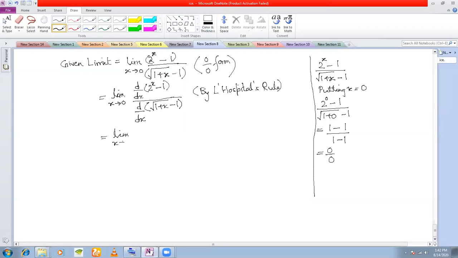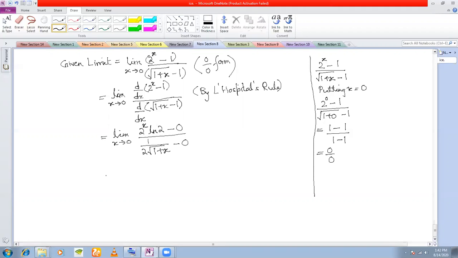Limit x tends to 0. Now you differentiate. d/dx of 2 to the power of x is 2 to the power of x ln 2, or log 2, minus d/dx of 1 is 0, divided by d/dx of root 1 plus x, which is 1 by 2 root 1 plus x into d/dx of 1 plus x, which is 1. I don't need to write that. Okay, you already know.